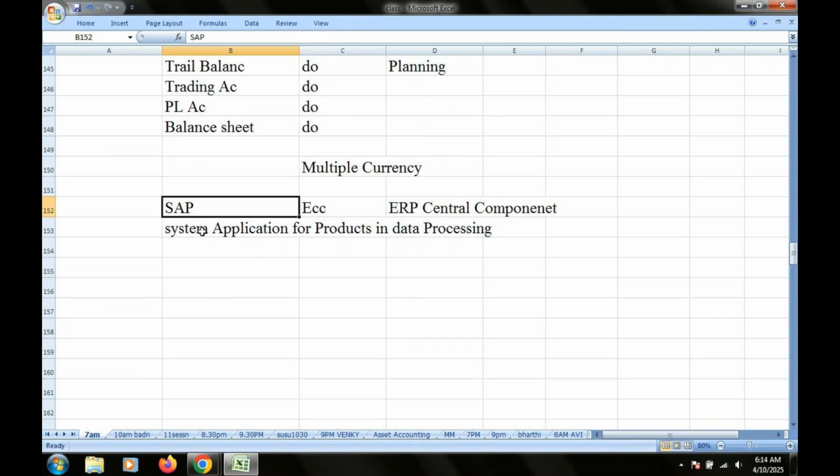So SAP is the full form of Systems, Applications and Products in Data Processing. Now this SAP is divided into two parts. One is the technical side, another one is the user side. So let's get what is the difference between technical and user.